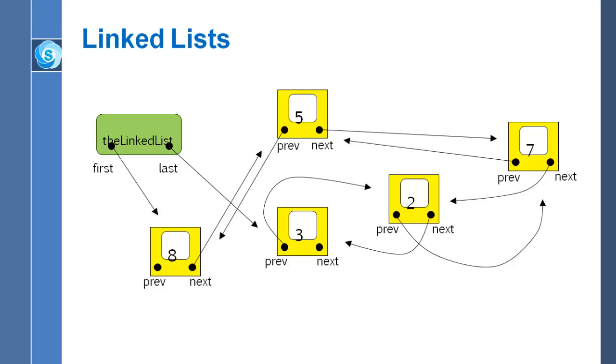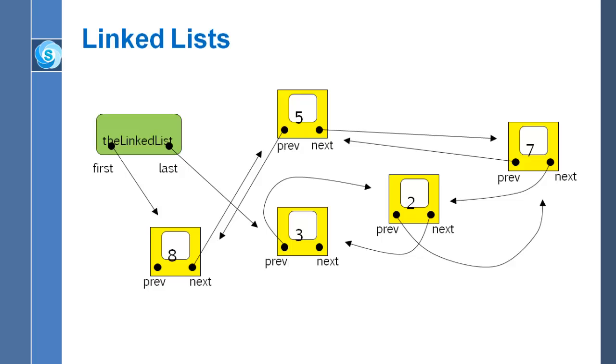Okay, so let's start with the object, the green box here, which is intended to be the object that represents the linked list as a whole. Okay, it contains a pointer to help find the first node in the linked list. It also contains a pointer to help find the last node in the linked list. All right, let's follow the pointer to the first node in the linked list. The data contained inside that node is simply the number 8.